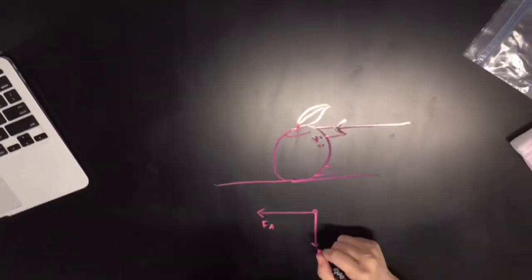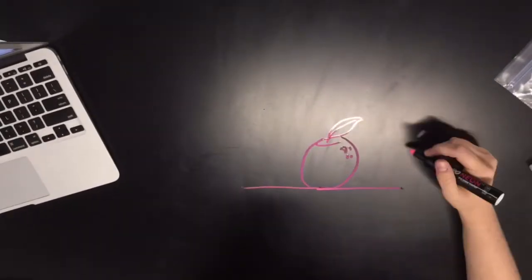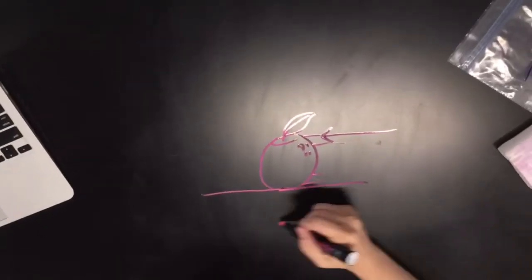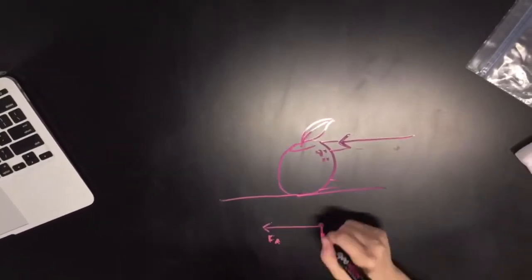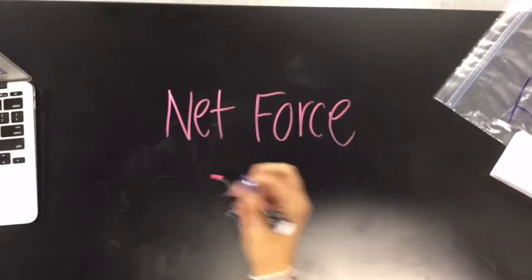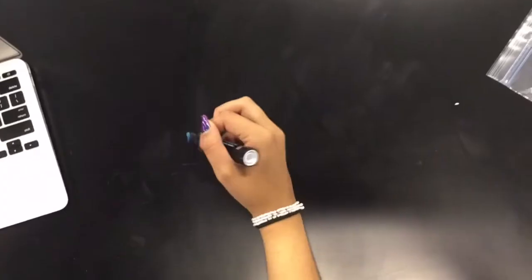If an apple is pushed to the left with a constant velocity, you draw a free body diagram and net force equation. So here we have a free body diagram, and we can see that we have 4 forces: gravitational, normal, applied, and friction. Our net force equation would be net force equals applied force minus friction force equals 0.